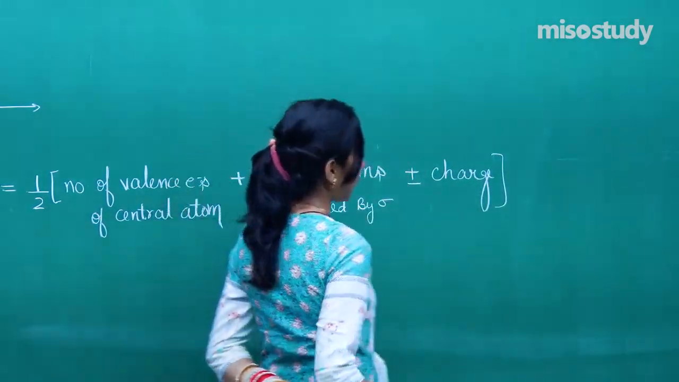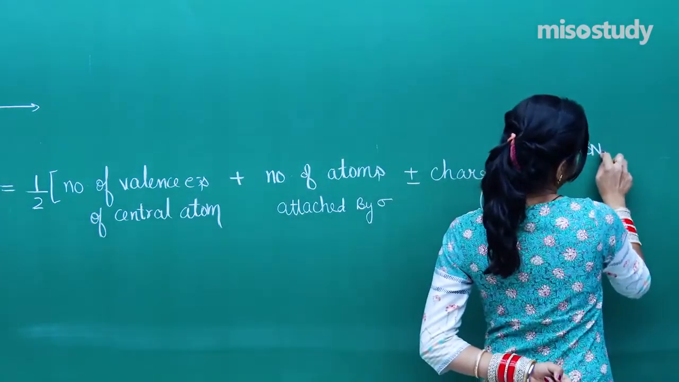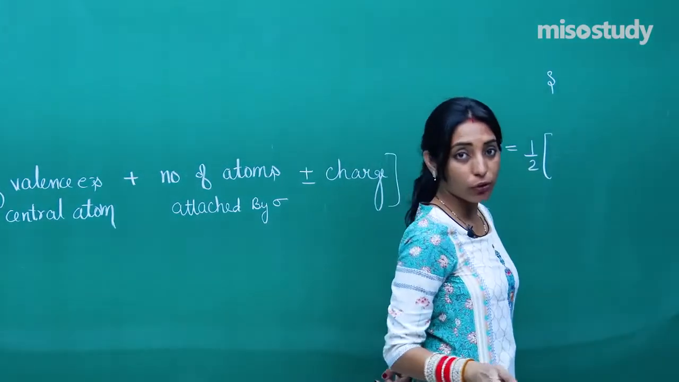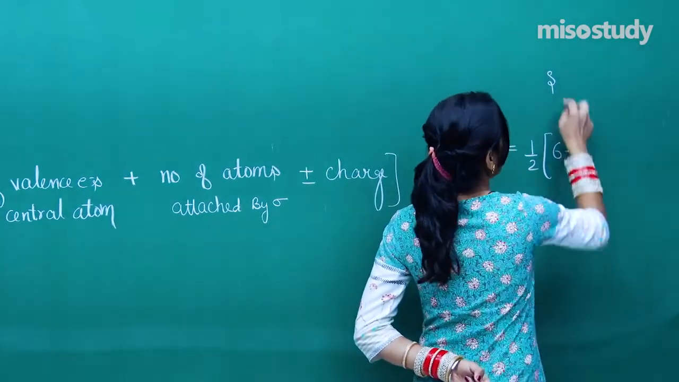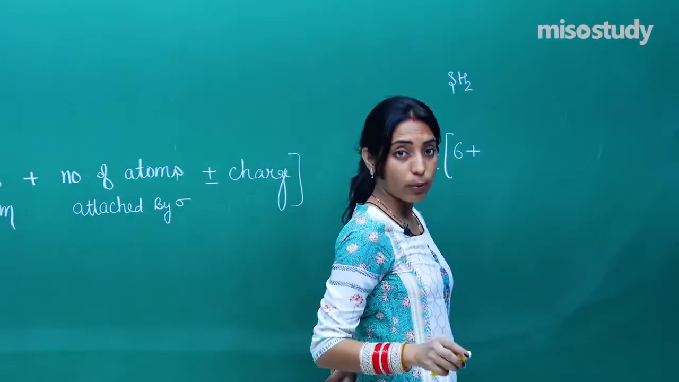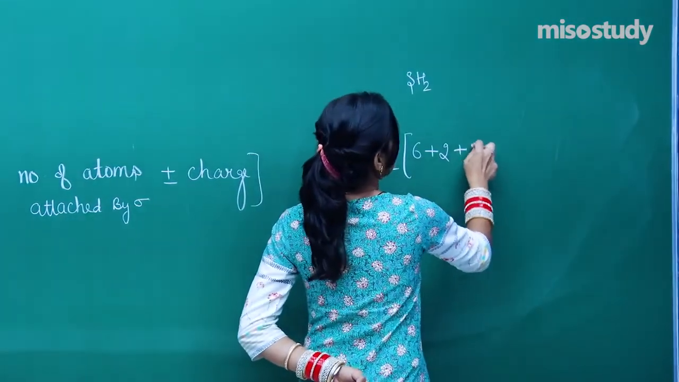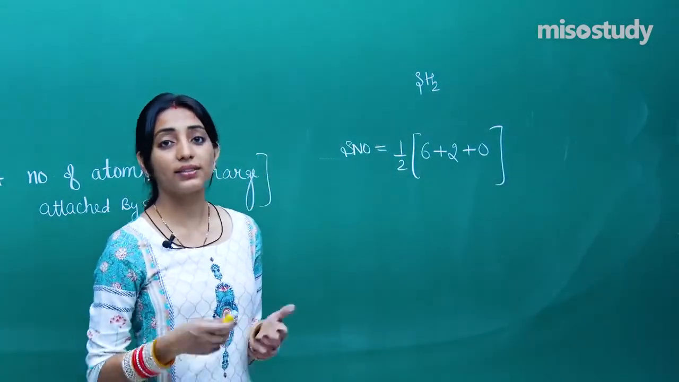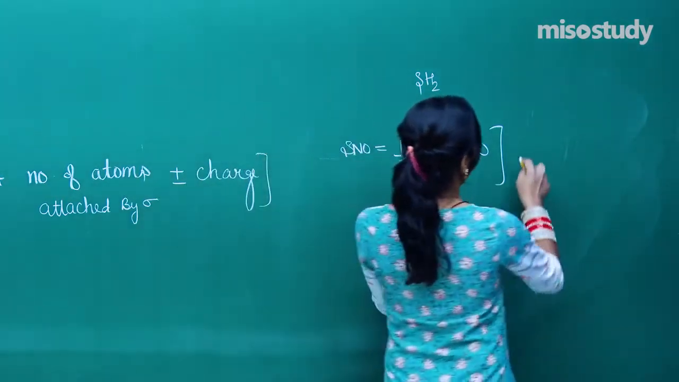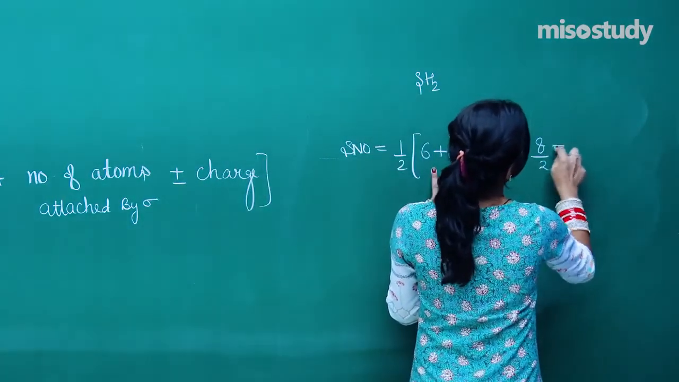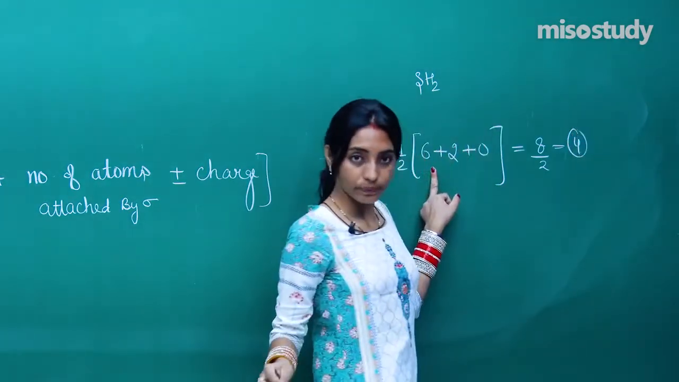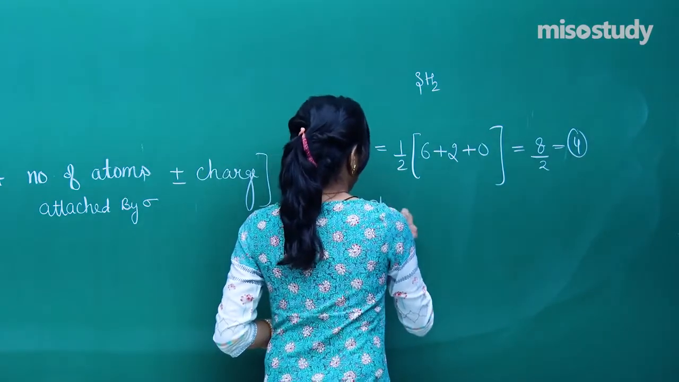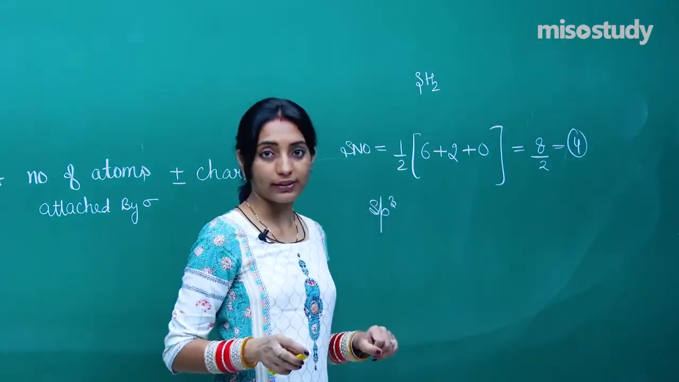If I use the same concept, steric number is half of, sulfur is a central atom which has a total of 6 valence electrons, plus the number of atoms attached by single bond, which is 2, plus no charges, because it's neither a cation nor an anion, it's a neutral molecule. So we have a total of 8 divided by 2, which makes it 4. So the simple thing is it is sp3 hybridized.